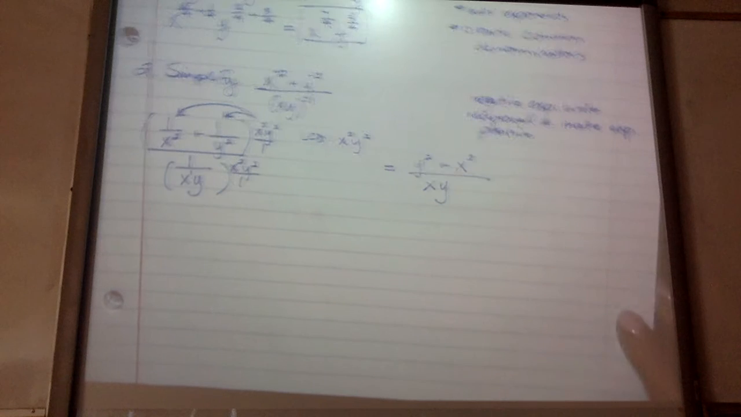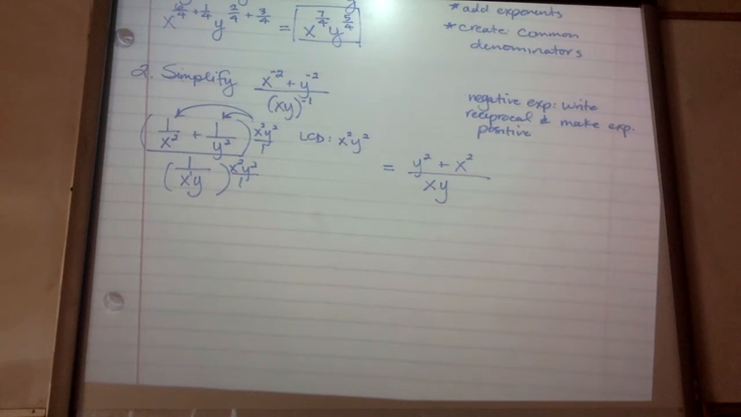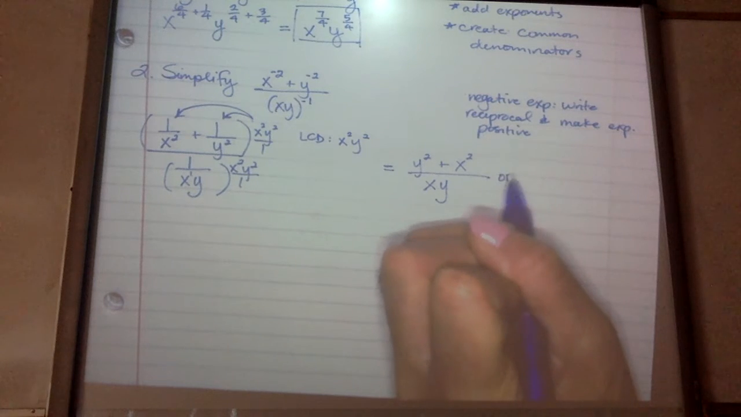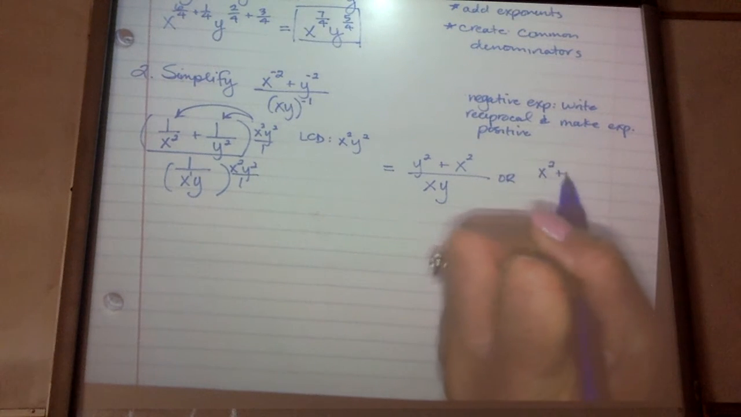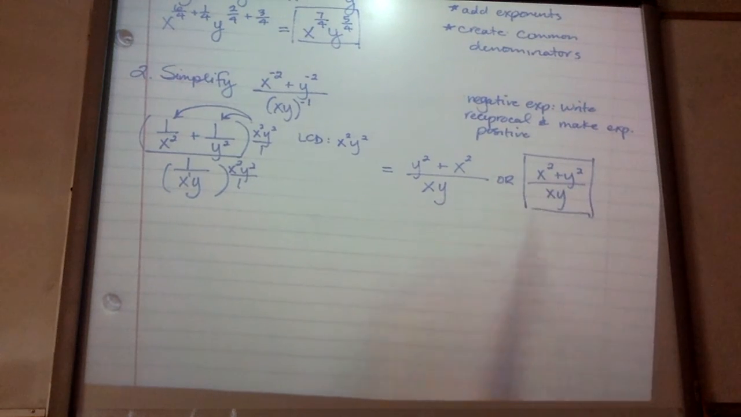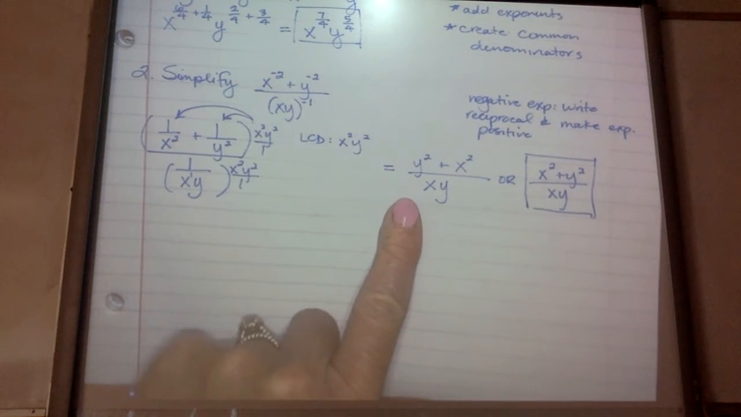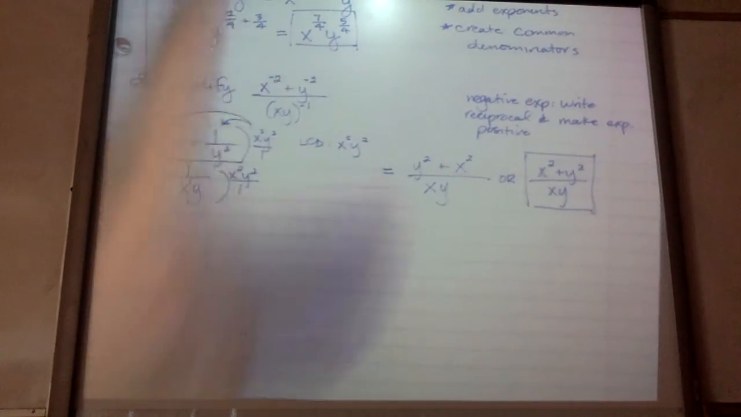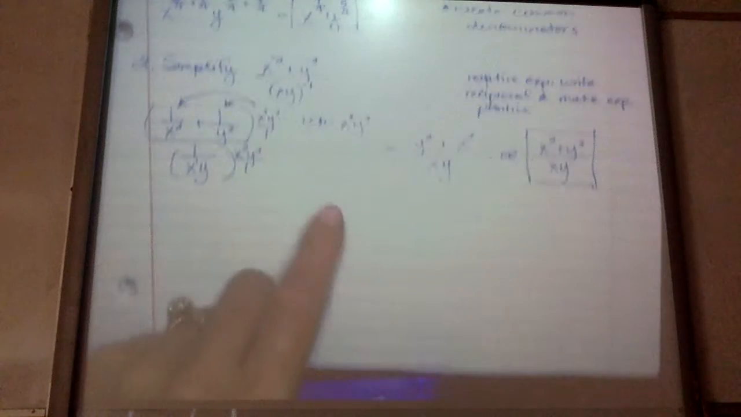And you can leave it that way, or you can put it in order, but you don't have to. Okay, so you can rewrite this to be x squared plus y squared over xy. But again, I would accept this. All right, so we covered fractional exponents. We've covered complex fractions and negative exponents.